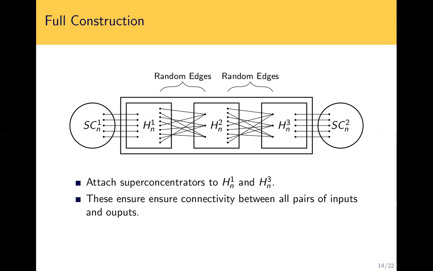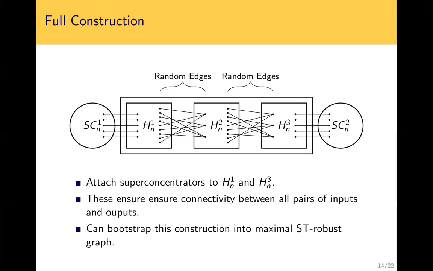And finally, we attach these graphs called superconcentrators to H1 and H2. We don't really have time to go into and define another graph, but basically they just ensure connectivity between all pairs of inputs and outputs in the final ST robust construction. And furthermore, just to note that this graph by itself is not maximally ST robust. It is K1 and K2 ST robust for certain parameters, but we have another construction that you can use to bootstrap into a maximal ST robust graph, but we just won't go into it here.